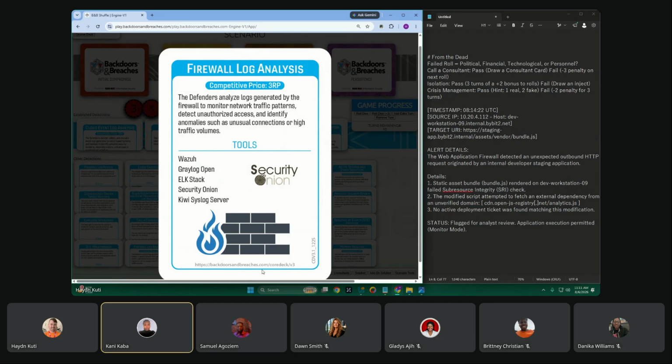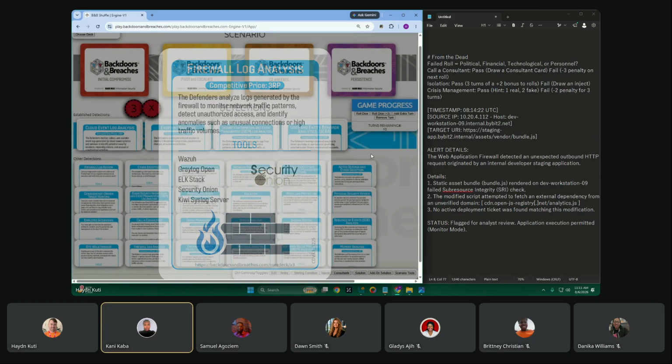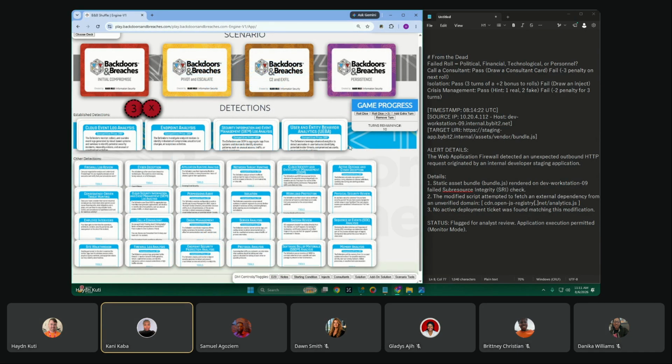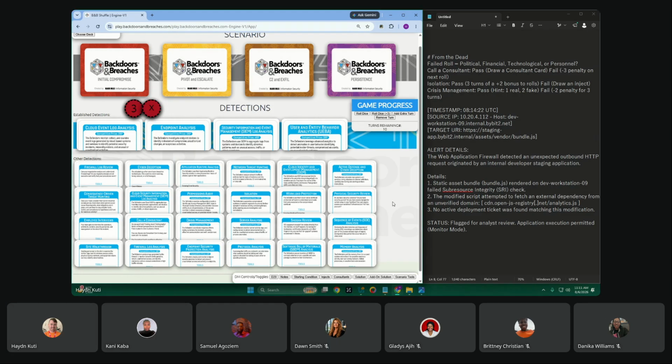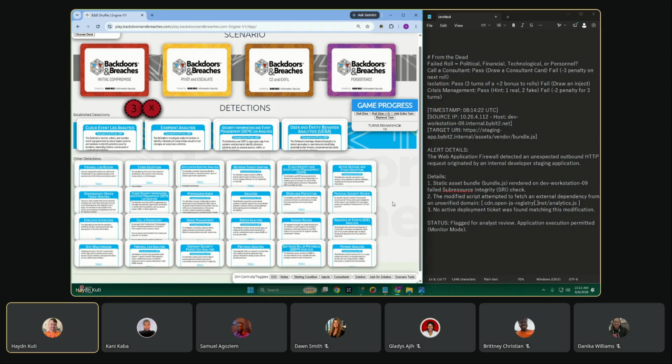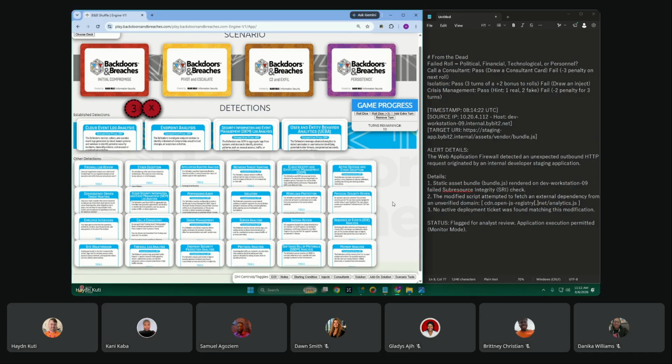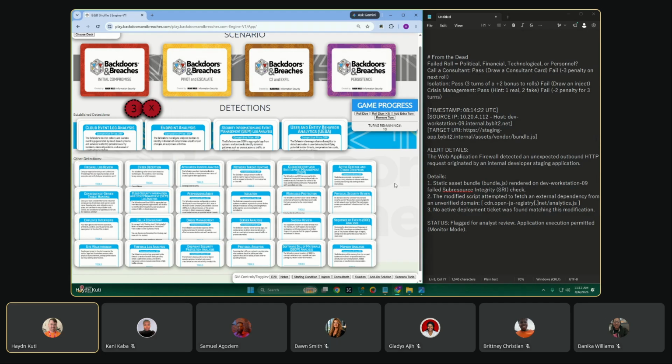I do have a question. What is the difference between the four cards at the top and those detections below? Those are Backdoors and Breaches cards. Those are what the attacker did, and you're trying to find out what the attacker's route was. The attack chain.